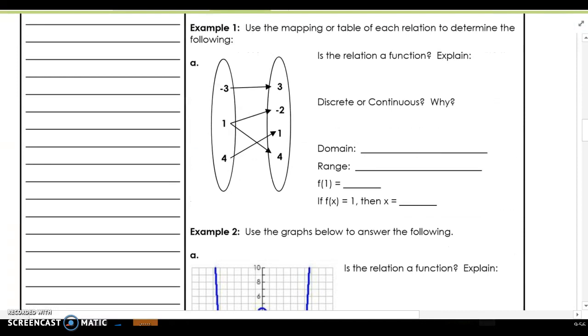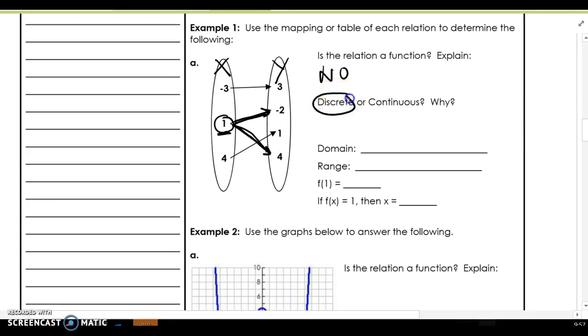This is a mapping diagram. Is the relation a function is the first question. So you're going to look at the inputs. The inputs are the x values on the left. The outputs are the y values on the right. -3 is an x value paired with only one y value. 4 is an x value paired with only one y value. However, 1 is an x value paired with two different y values. So no, it is not a function because the x value 1 is paired with more than one y value. Remember, a function, each x has exactly one y.